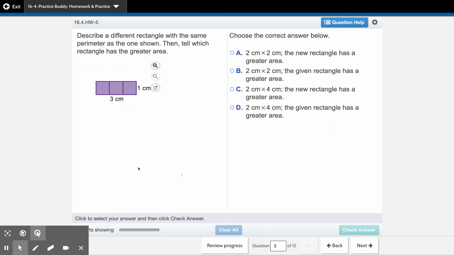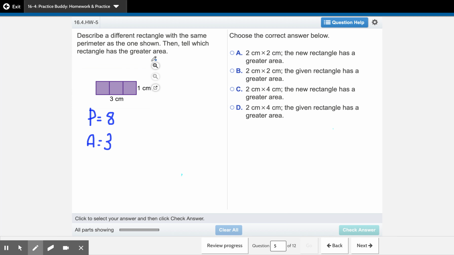Okay, I'm going to do one of these problems as well. And it says to describe a rectangle with the same perimeter as the one shown, and then tell which rectangle has the greater area. So what I'm going to do first on this one is I'm actually going to find the perimeter and the area of this shape. So the perimeter is adding up the outside. So 1 plus 3 equals 4, and then 4 plus 4 equals 8. So my perimeter on this one equals 8. To find the area, I just multiply 3 times 1, which I know is 3.